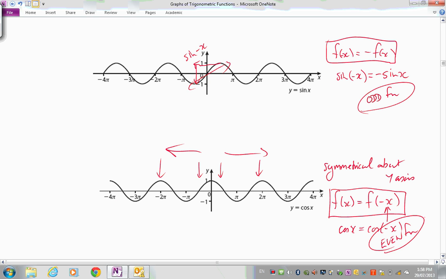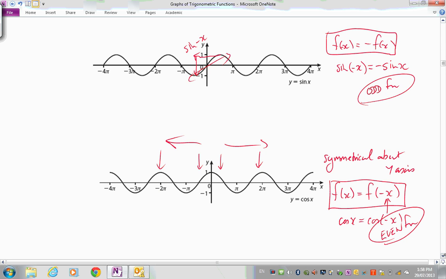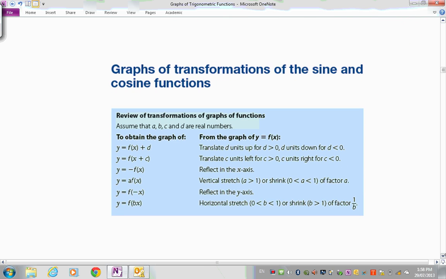Okay, so sine is an odd function and cosine is an even function. Just something interesting enough, not strictly in the course to know about odd and even functions. Okay, let's move on. You knew this was going to happen.